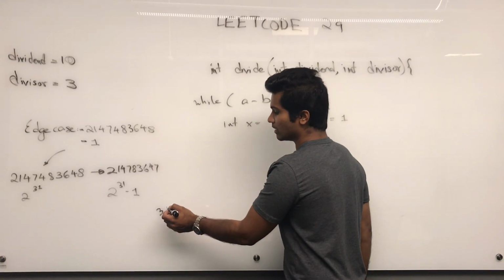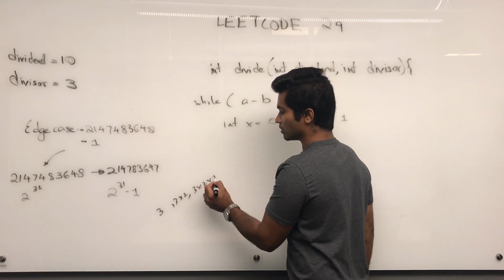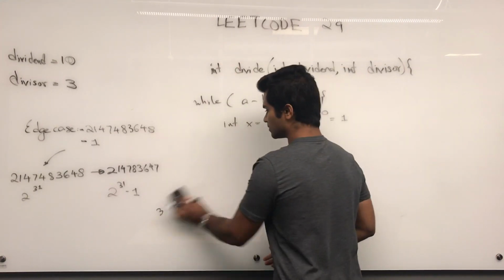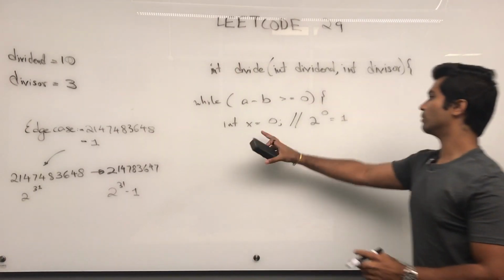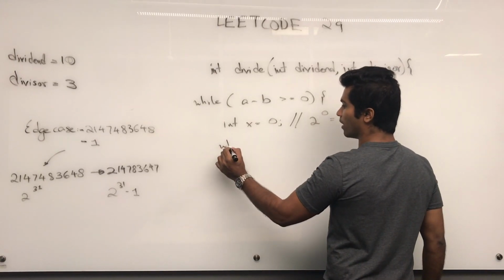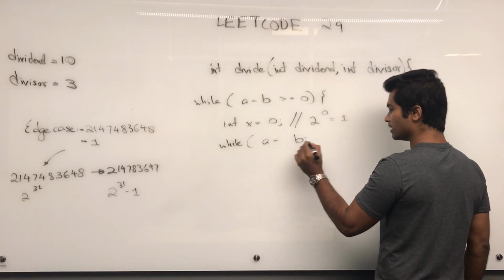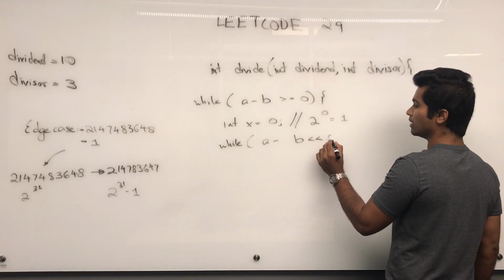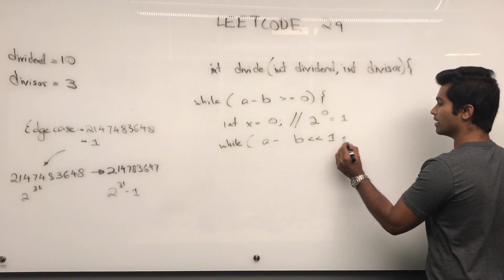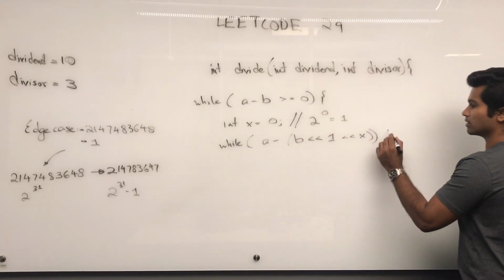We're going to take away 3 and then check for 3 times 2. And then check for 3 times 2 times 2. And we're going to check the largest one we can take away from that. Now, once we have that one, what we're going to check is while a minus b shifted over at least once, so checking one more time, and then shifted over x amount of times. I'll tell you what this looks like in just a second.